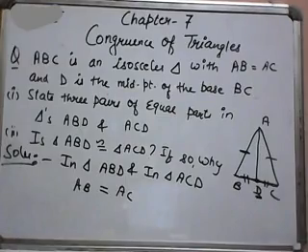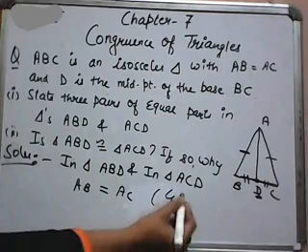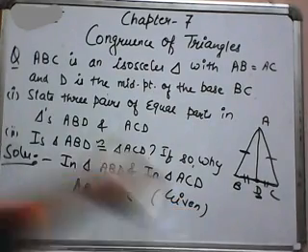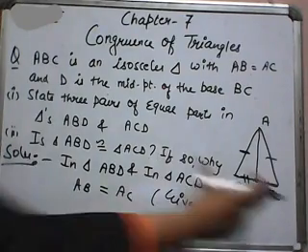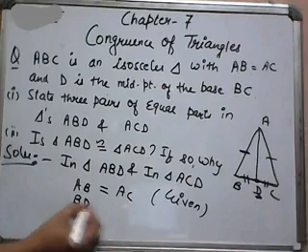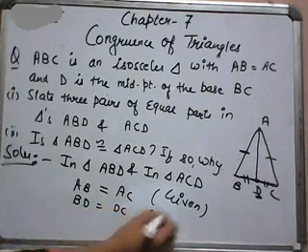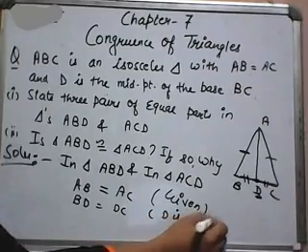AB is equal to AC, that is given in the question. This part is given to you. Now, D is the midpoint of base BC. It means BD is equal to DC, as D is the midpoint of BC. That is also given to you.